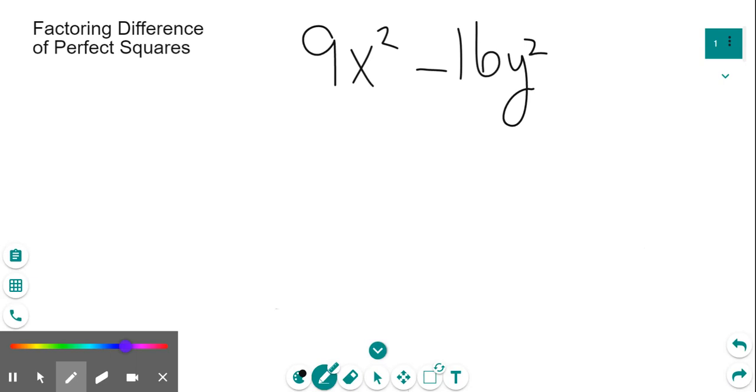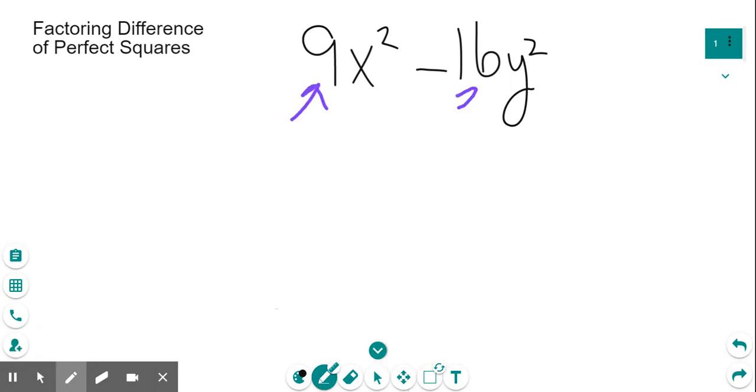Okay, so here we have another question. And once again, before you go anywhere, before you do anything or assume anything, always check to make sure that there is a GCF or there isn't a GCF. So because I have a 9 and a 16, I'm going to just double check.